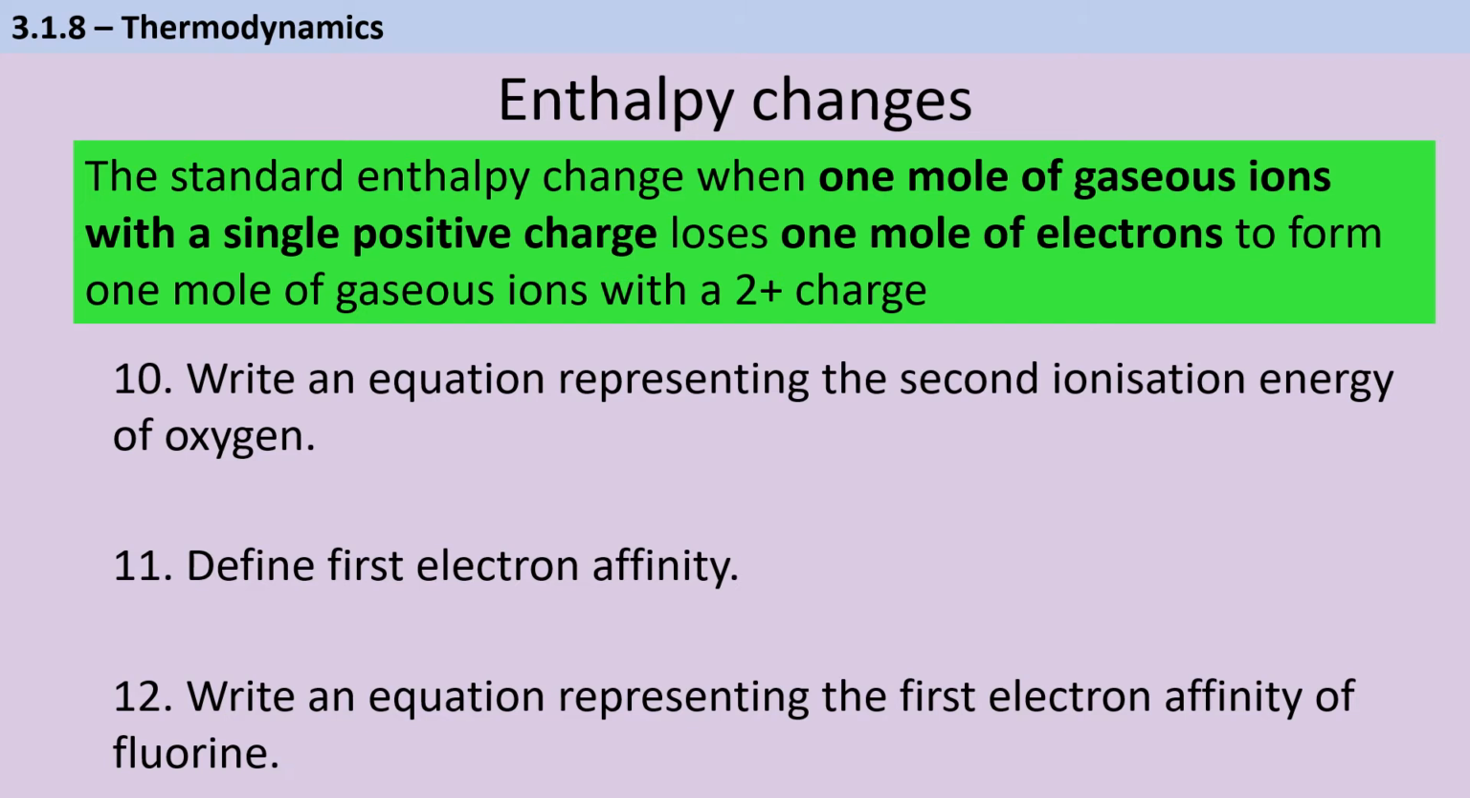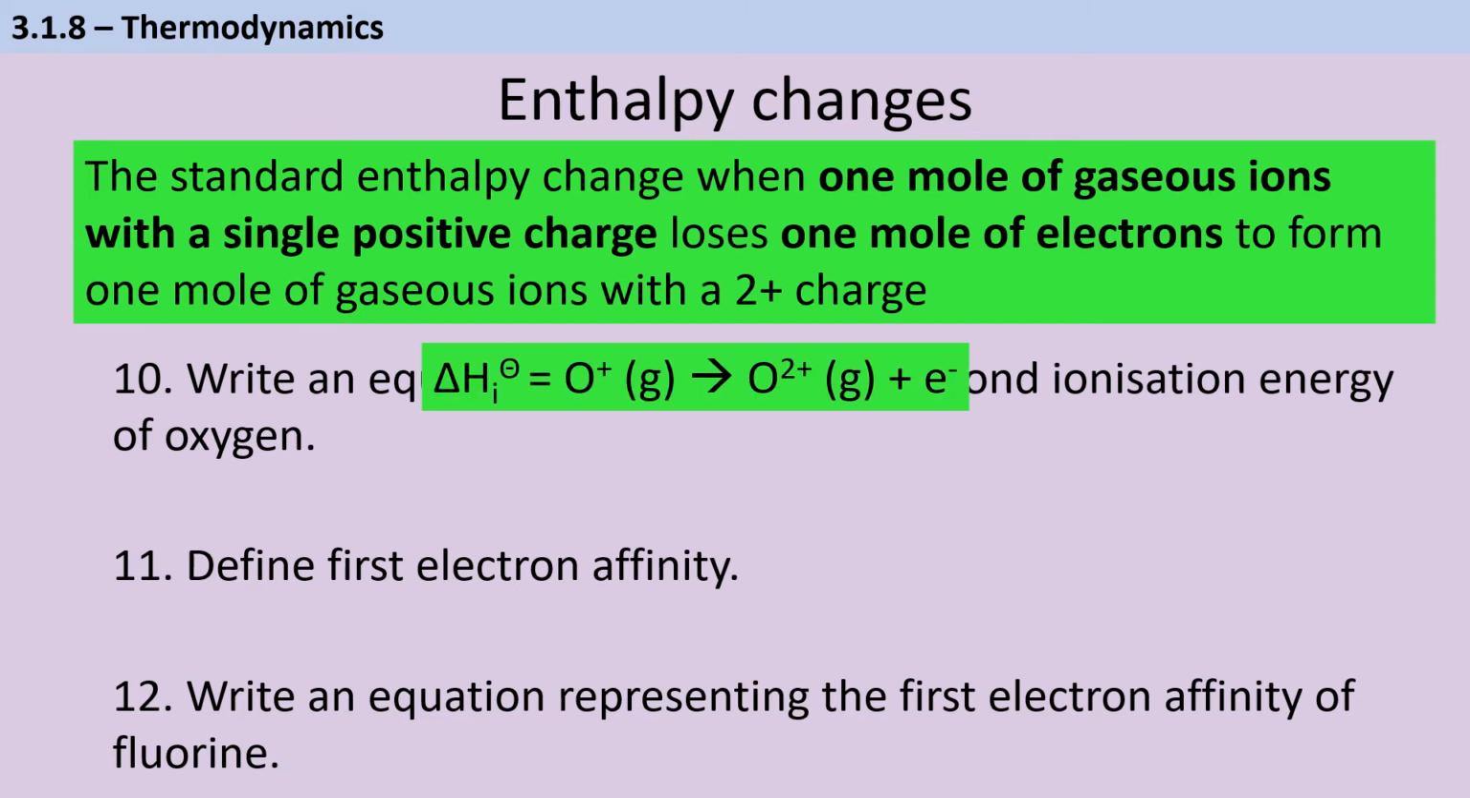So we can represent this equation like this. Again, here you can see we've got our state symbols because these have to be gaseous ions, and we've got our oxygen single plus becoming oxygen double plus. It doesn't matter that oxygen doesn't form positive ions when it's forming bonds, because what we're talking about here is ionization.